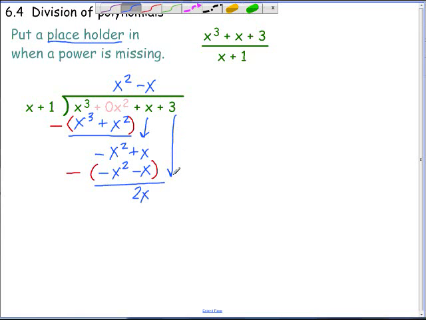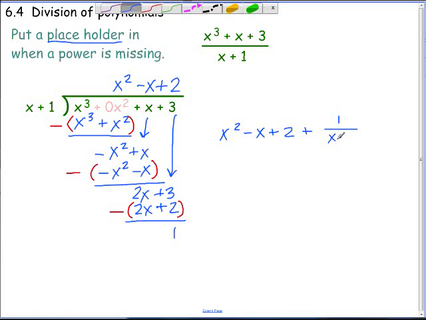We bring down the next term, plus 3. What are we going to multiply by? That's right. 2x plus 2, which we subtract. And when we do, this zeros, this was a negative 2 and a positive 3, give us a 1. So our answer is x squared minus x plus 2 with a remainder of positive 1, or we could write it as an additional term, 1 divided by our divisor.